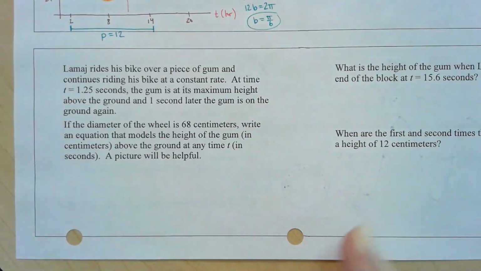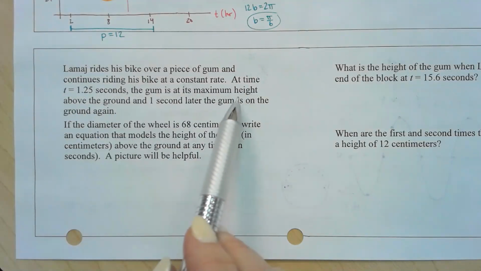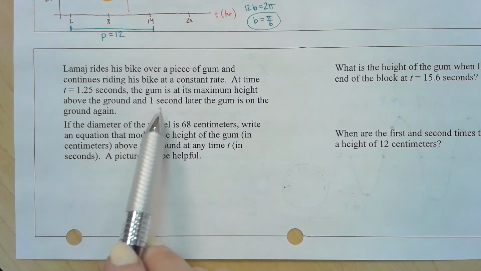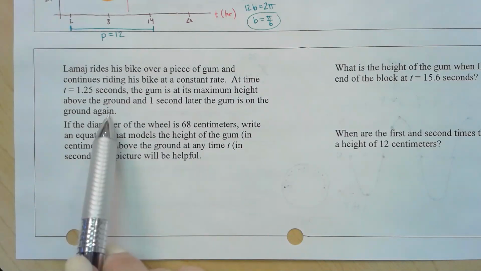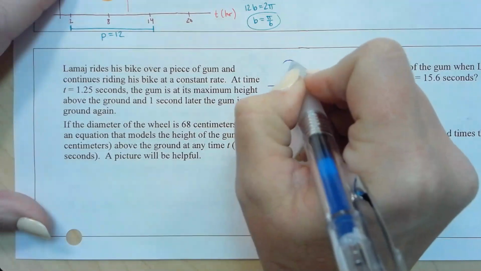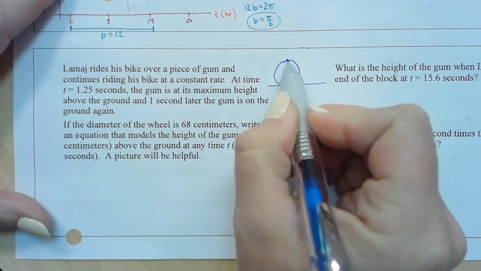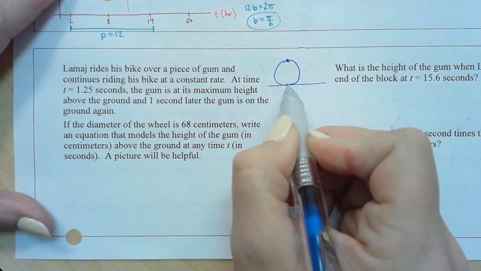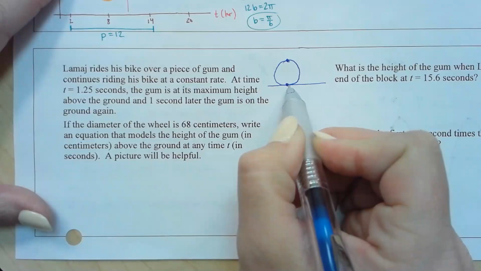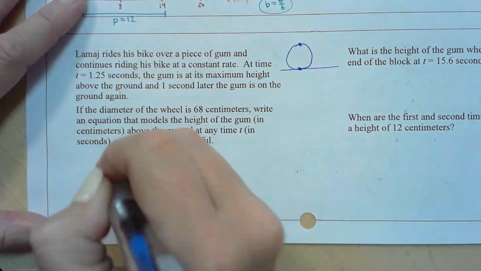It says Lamage rides his bike over a piece of gum and continues riding his bike at a constant rate. At time 1.25 seconds, the gum is at its maximum height above the ground. And 1 second later, the gum is on the ground again. Well, here's the ground. Right, we're riding our bike. Here's our tire. The gum is at its highest point when it's at the very top of the tire. The gum is at its lowest point when it's stuck between the tire and the ground. All right, so I could start drawing a graph here.